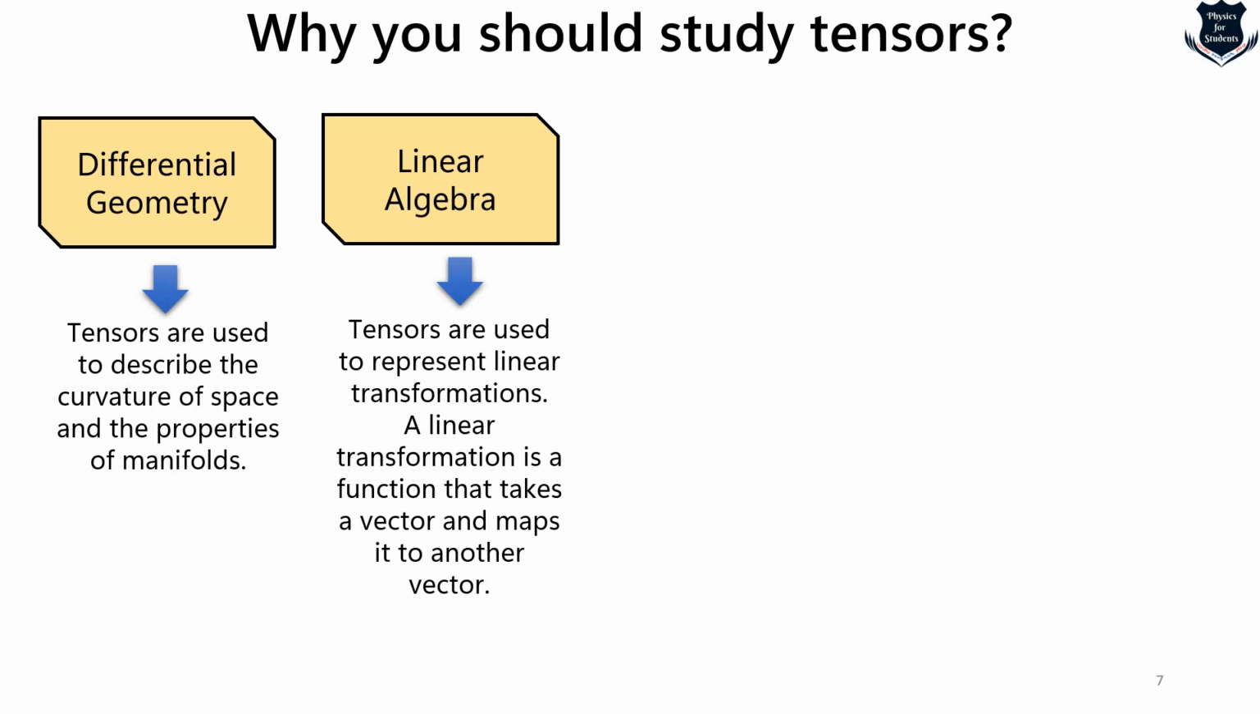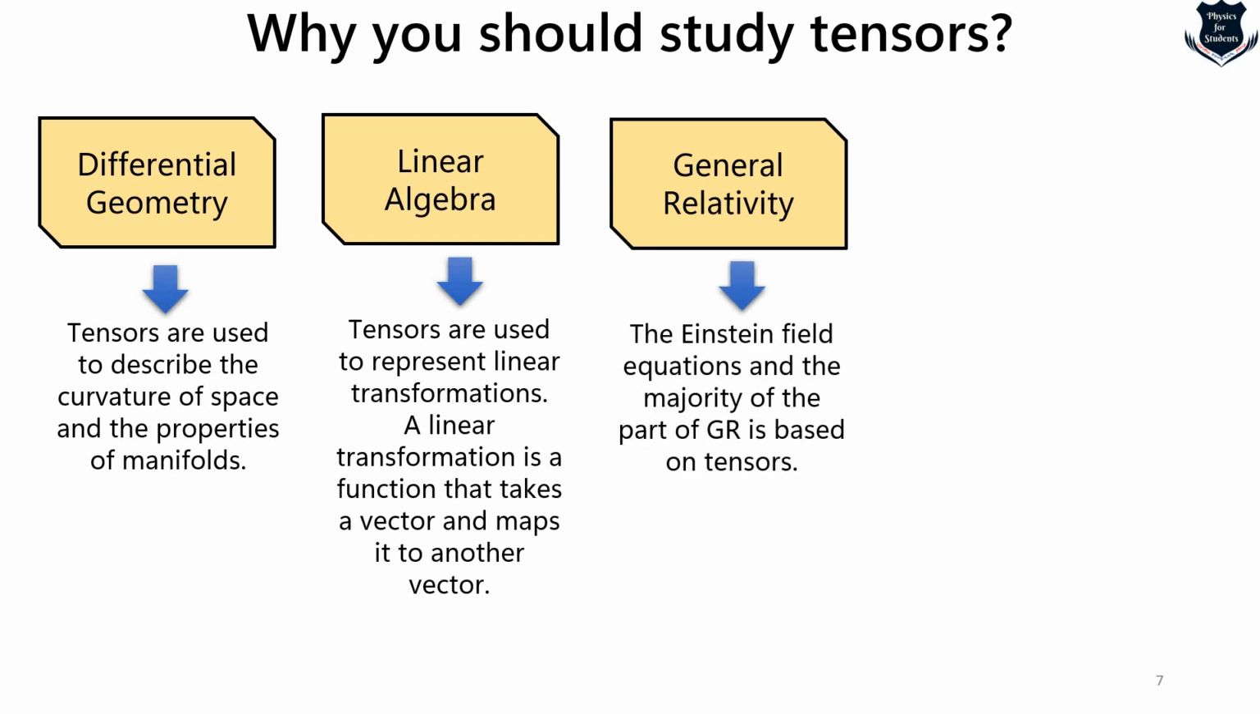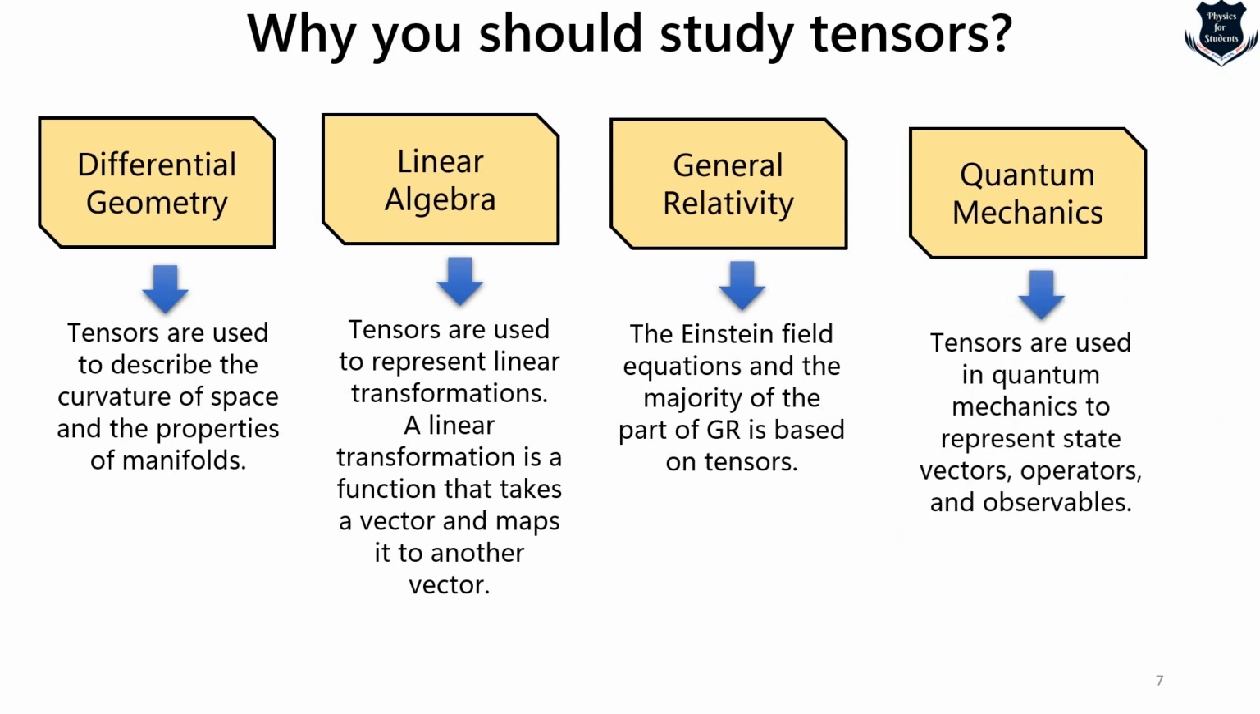Tensors are used to represent linear transformations. So if you are learning linear algebra, at a little bit intermediate level, you will see that tensors are coming. So you should study tensors in order to learn linear algebra much better. Obviously, one of the most important concepts is the Einstein field equation, and we will see how tensors play a very major role in terms of general relativity. Now in quantum mechanics also tensors are used because tensors do represent what are called vectors, operators and observables.